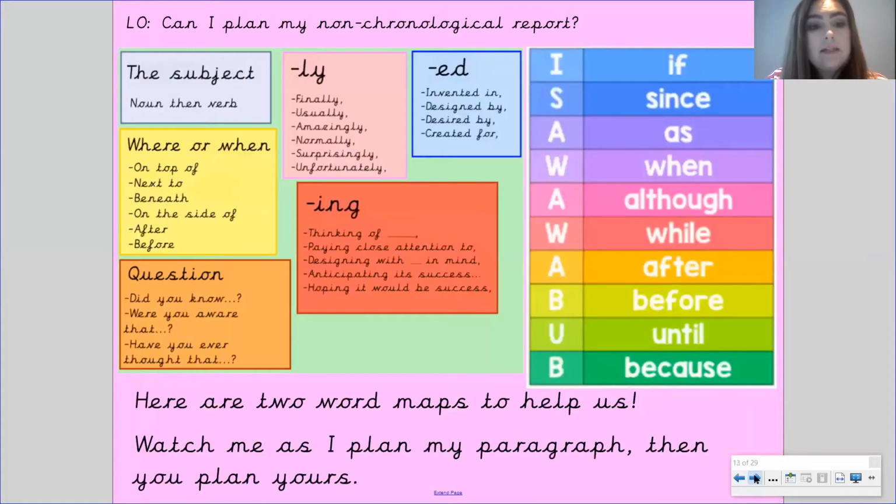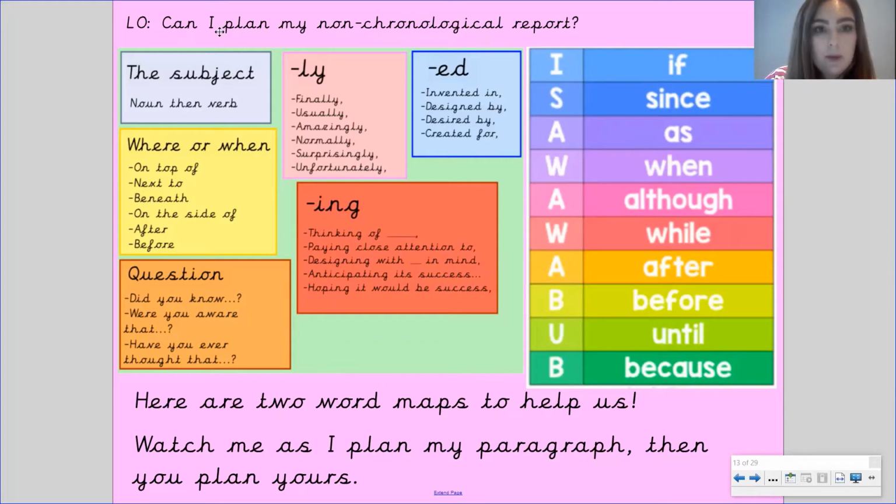So here is our word map of interesting sentence starters. And here is what we need when we write a subordinate clause. So it's the I saw a wubbub. We're going to use these to help us. So watch me as I plan my paragraph, and then you may go and plan your part of this paragraph.